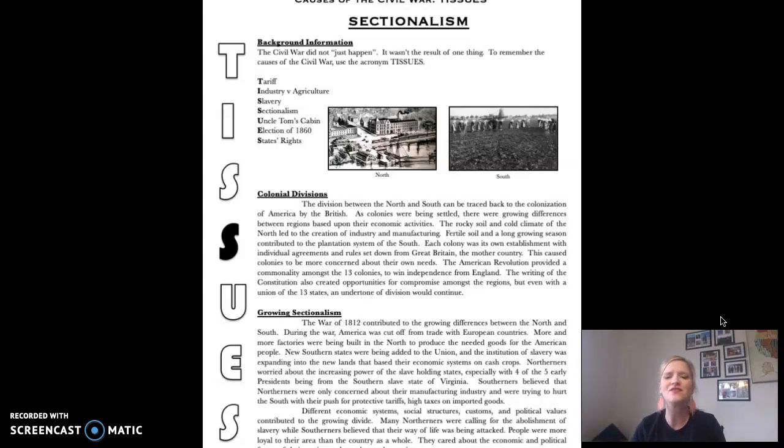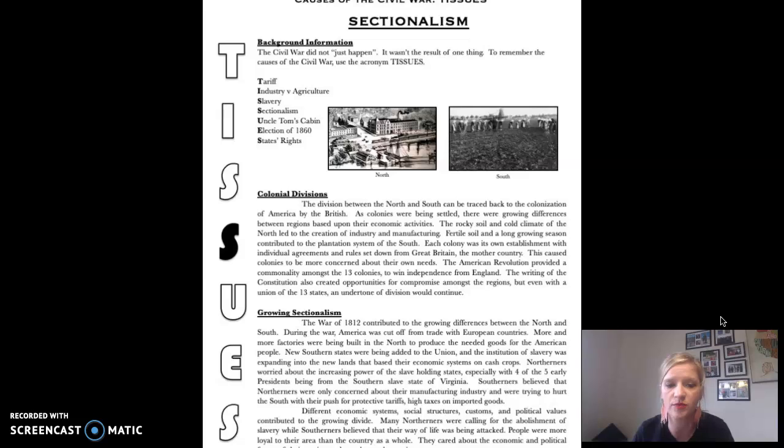It says, the division between the North and South can be traced back to the colonization of America by the British. As colonies were being settled, there were growing differences between regions based upon their economic activities. The rocky soil and cold climate of the North led to the creation of industry and manufacturing. Fertile soil and a long growing season contributed to the plantation system of the South. Each colony was its own establishment with individual agreements and rules set down from Great Britain, the mother country. This caused colonies to be more concerned about their own needs.